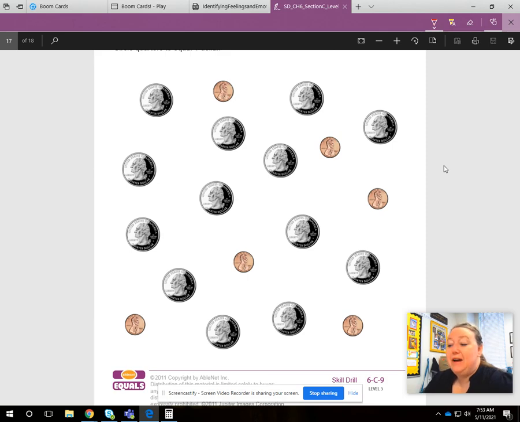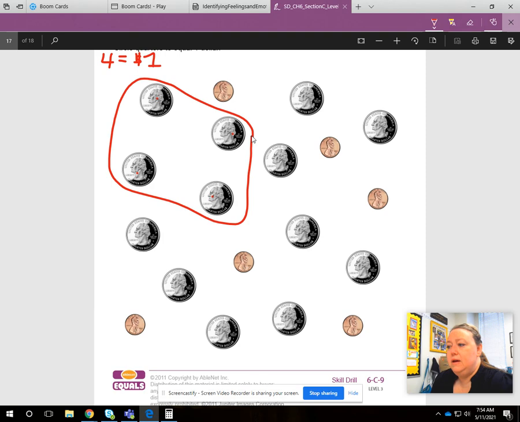And then I can find out how many dollars I have based on how many circles I have, right? So I know that 4 quarters, so I'm looking for 4 quarters equals $1. So I'm going to go ahead and circle. So here's 1, 2, 3, 4. There's a circle of 4 of them. That is $1. Okay. Let's try another one.